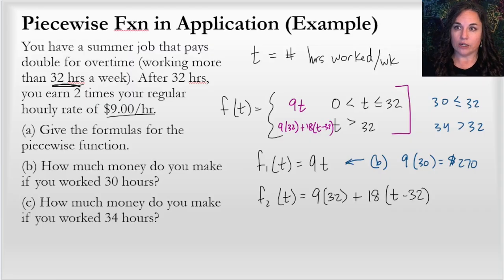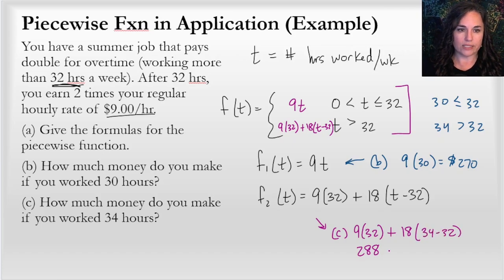For part C down here, I'm going to use the second part of the equation. So I'm going to take 9 times 32, whatever that is. What is that? 288. And then add on 18 times 34 minus 32, which is 18 times 2, which is 36. So when you run this number through your calculator, what do you get? Must be $324. So that's how you would work through that word problem.